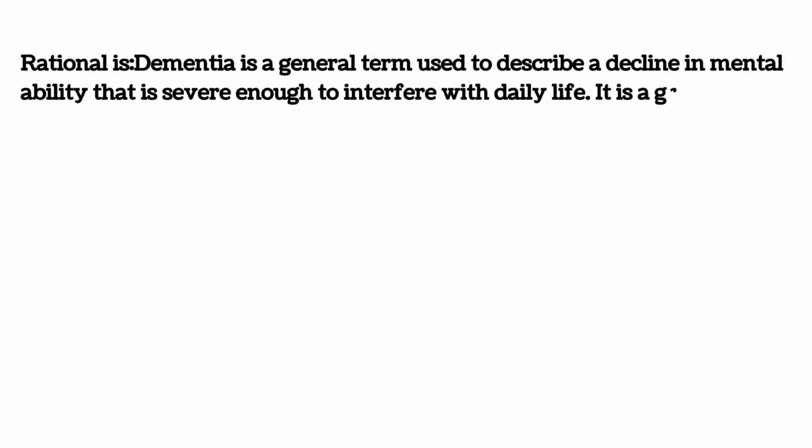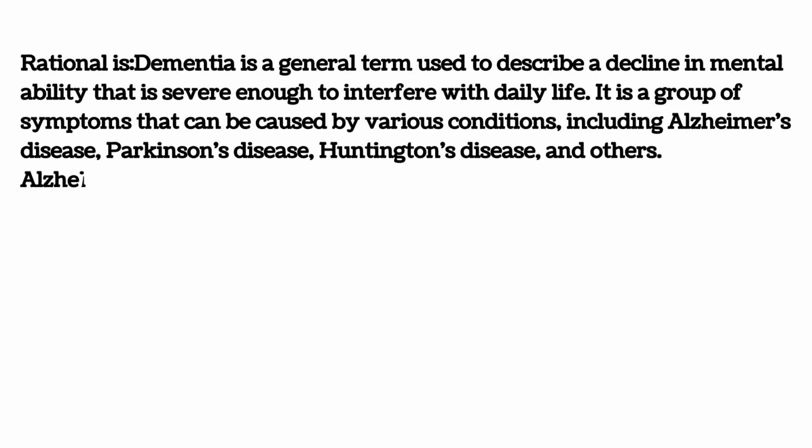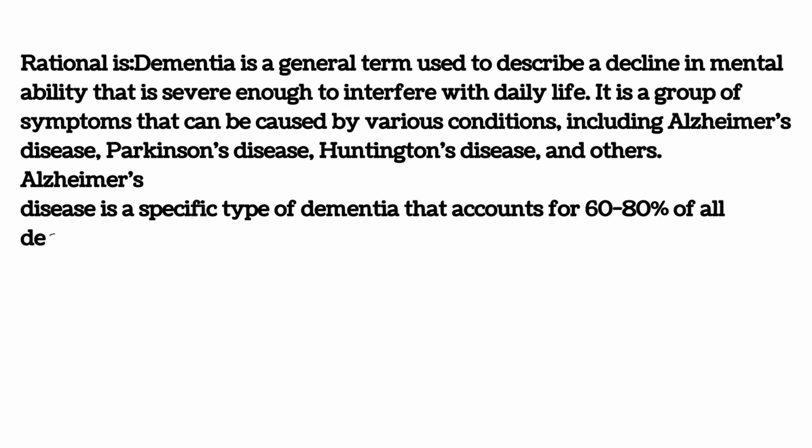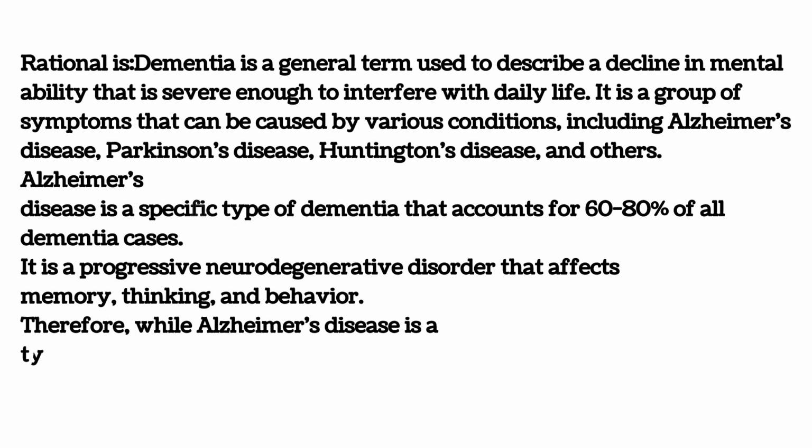Rationale is, dementia is a general term used to describe a decline in mental ability that is severe enough to interfere with daily life. It is a group of symptoms that can be caused by various conditions, including Alzheimer's disease, Parkinson's disease, Huntington's disease, and others. Alzheimer's disease is a specific type of dementia that accounts for 60 to 80% of all dementia cases. It is a progressive neurodegenerative disorder that affects memory, thinking, and behavior. Therefore, while Alzheimer's disease is a type of dementia, dementia is not the same as Alzheimer's disease.